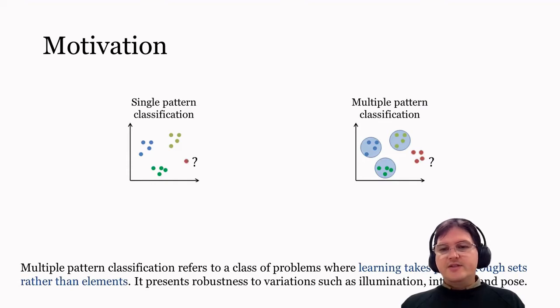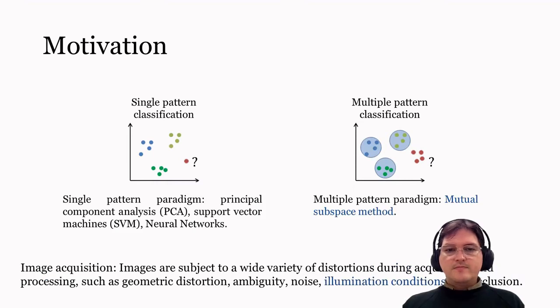One of the advantages is that sometimes it's difficult to classify some objects when we just have one image. However, when we have many observations, we can avoid problems such as occlusions or illumination conditions. Some algorithms, for example, PCA, SVMs, and neural networks, can just work with one pattern at a time. In our work, we will show that we can work with many patterns at once.